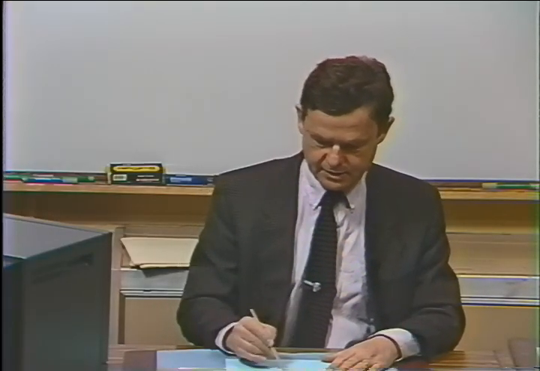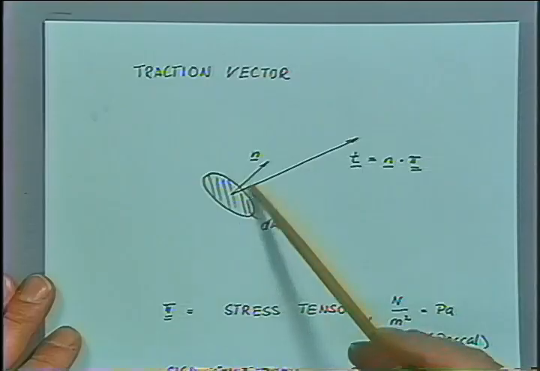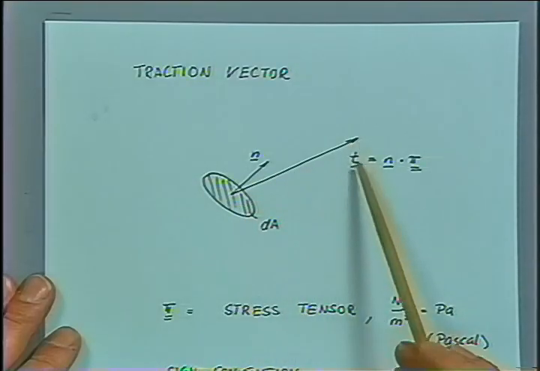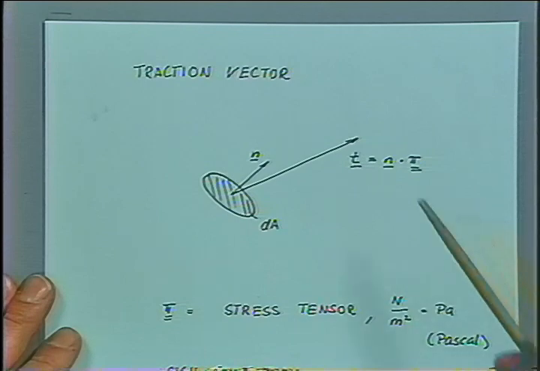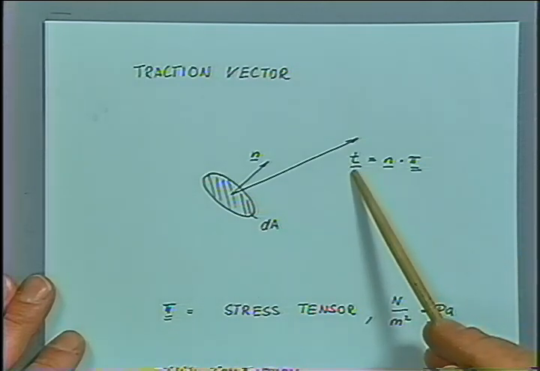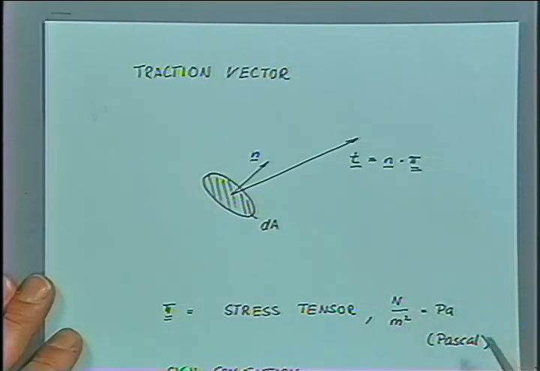I redrew this here as a schematic. This is our area element with a normal, and this is the traction, the force per unit area transmitted. The dimension of that traction is Newton per square meter, which is equal to Pascal. Pa is standing for Pascal.